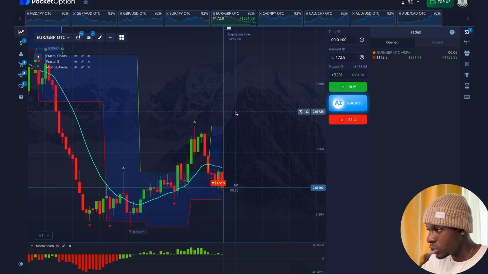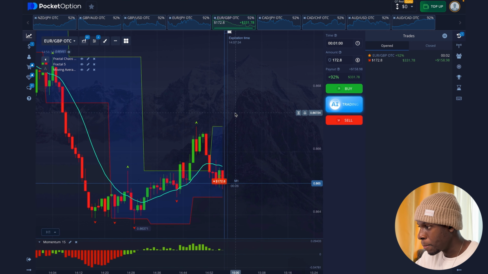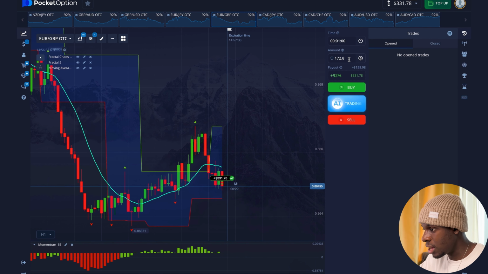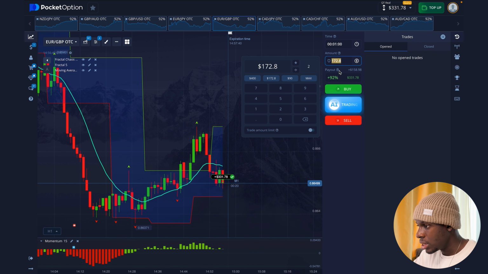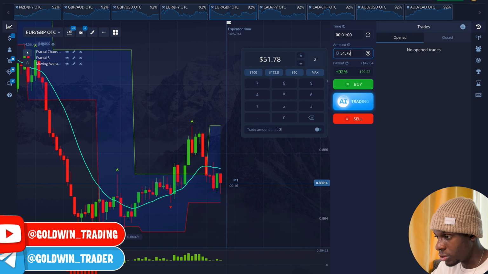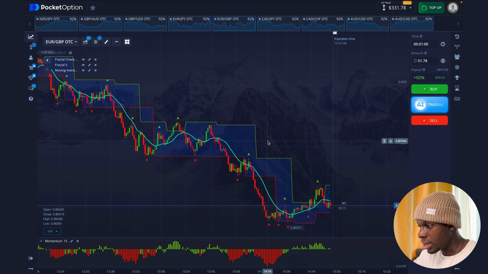So far, looking so good. We're ending this trade confidently as well. Nice, guys. Just perfect. So the second trade is in, and we're also in a profit. I'm not going to risk everything. Let's switch to $51, and we'll take the next trade, guys.